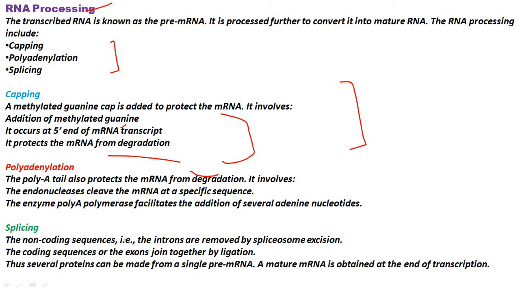In splicing, the non-coding sequences, that is the introns, are removed by the spliceosome excision process, and the coding sequences, the exons, are joined together by ligation, and thus several proteins can be made from a single pre-mRNA. A mature mRNA is obtained at the end of the transcription.